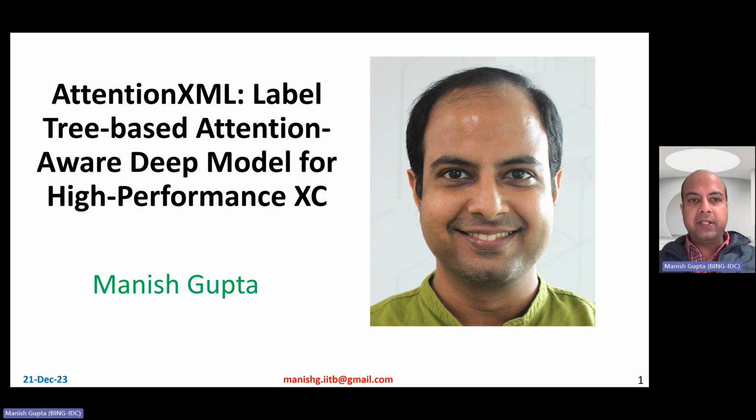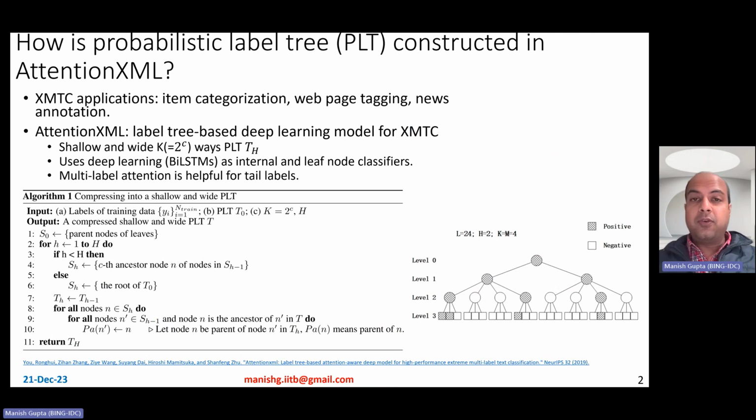Attention XML is a label tree-based, attention-aware deep learning model for high-performance extreme classification. If you have not watched the Parabel video before, this is a good time to watch it and then come to this one. Okay, so what is Attention XML?